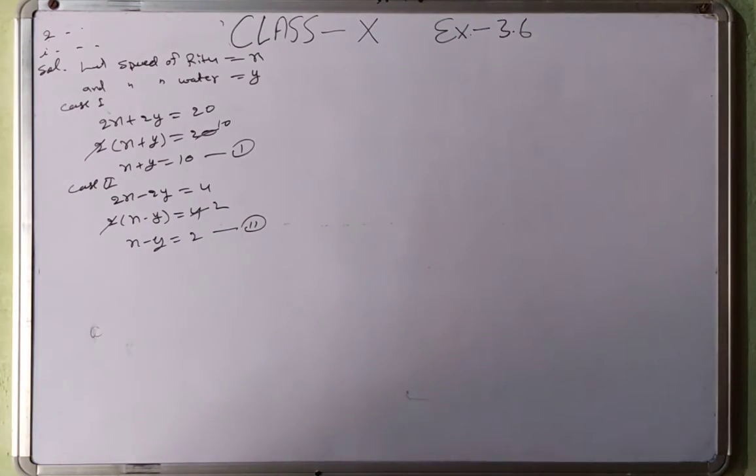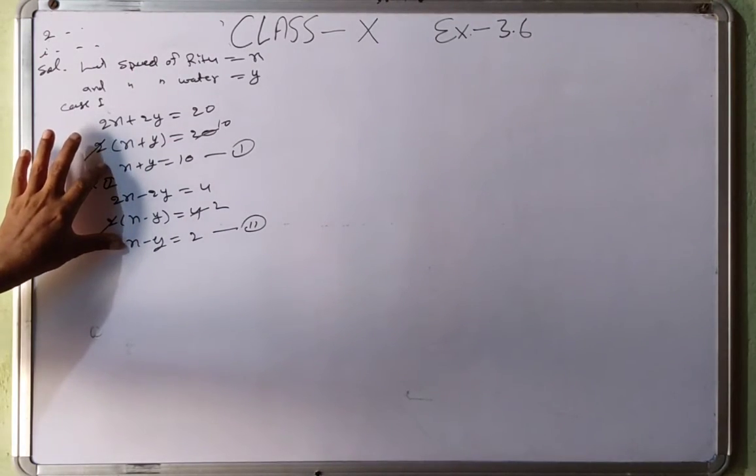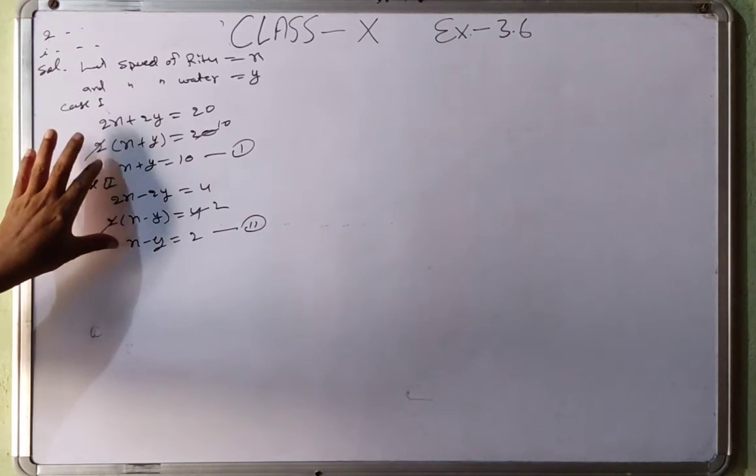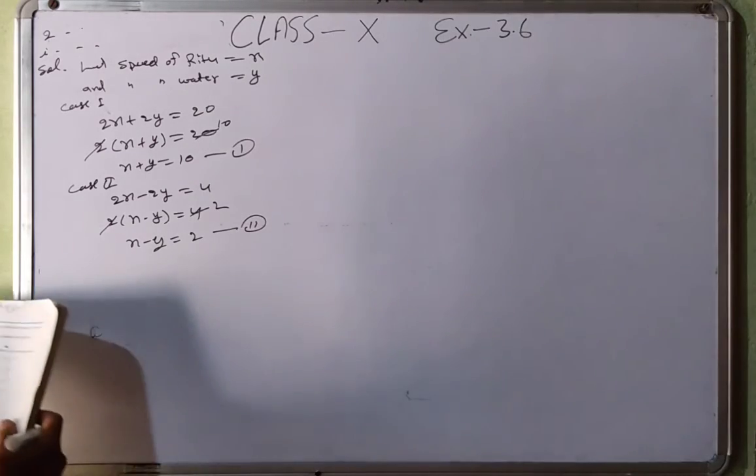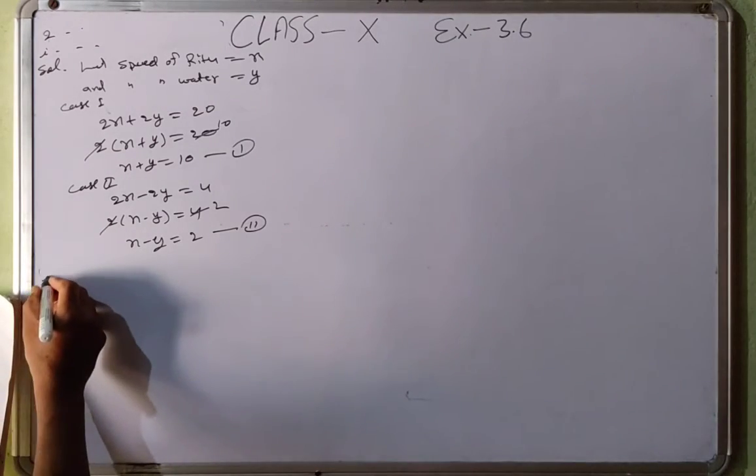When you solve these two equations by elimination method, or by reducing method, or by any method, cross multiplication method, then the answer will come. And then the second part.